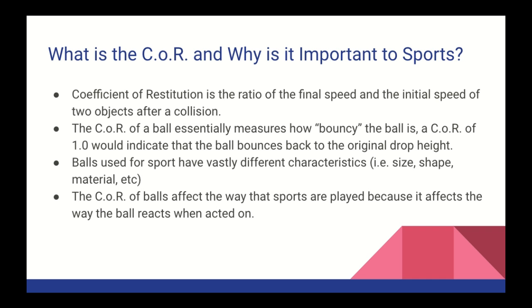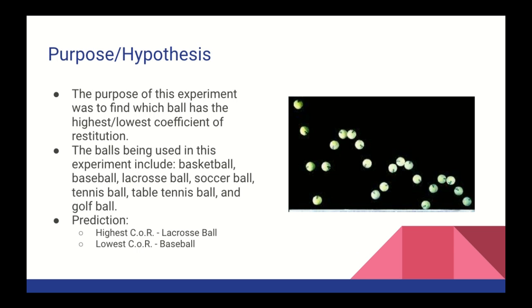Balls used for sports have vastly different characteristics. If you think about different balls like footballs, soccer balls, baseballs, they all have different sizes, shapes, and they're all made of different materials. This affects the way that sports are played, and the coefficient of restitution of these balls affects the way the balls react when they're acted on.